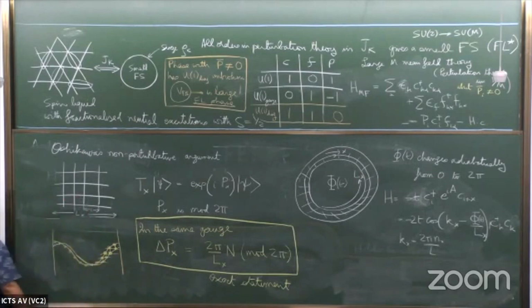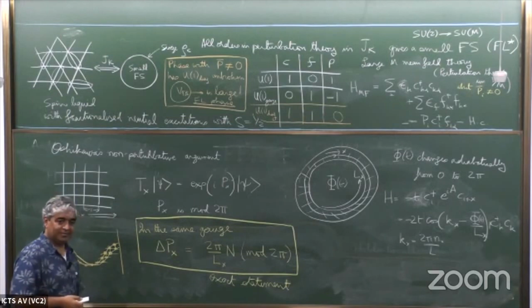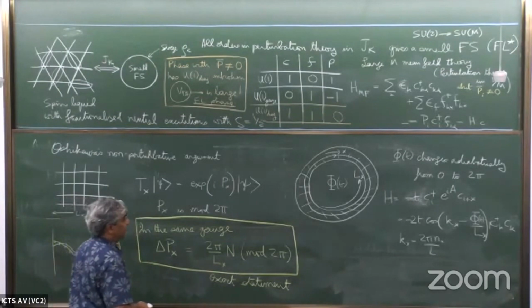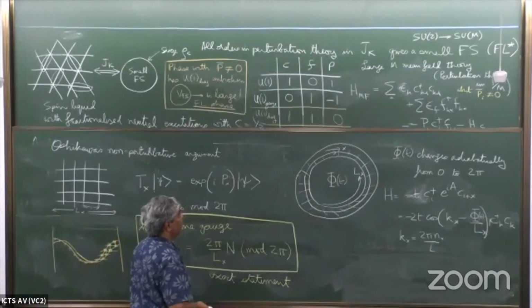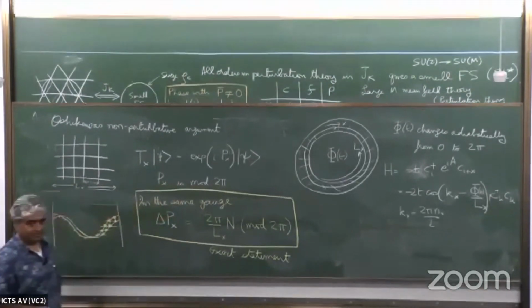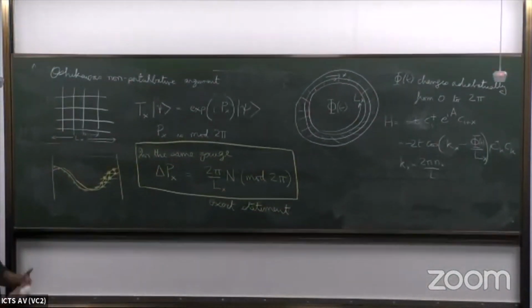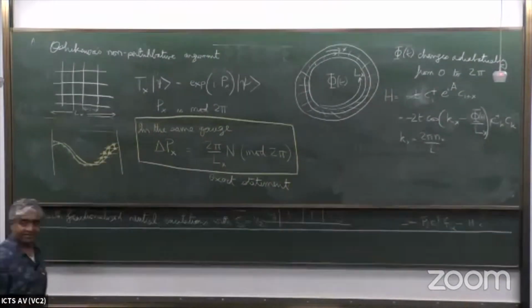So this step is completely rigorous. The next step will involve some assumptions. And you'll get different answers depending upon what assumptions you make about the nature of the many-body ground states. Since we don't have any exact many-body ground state, we're going to look at various examples.